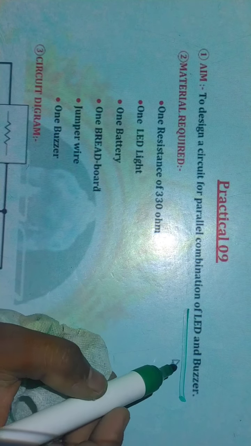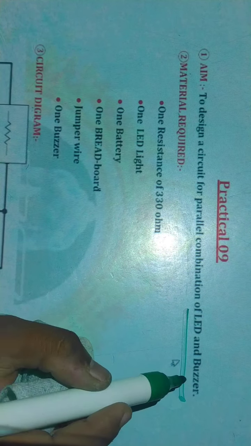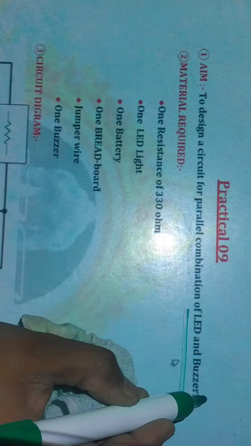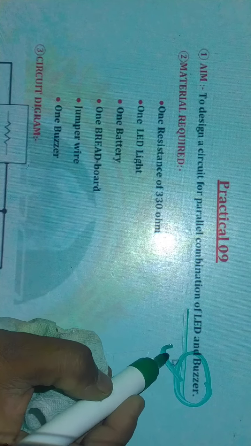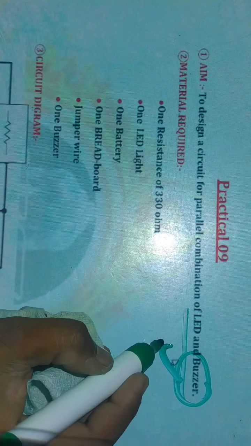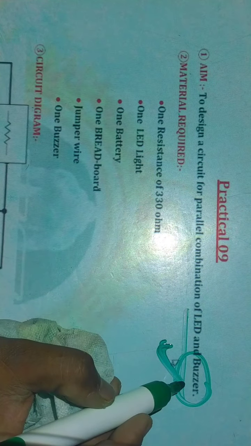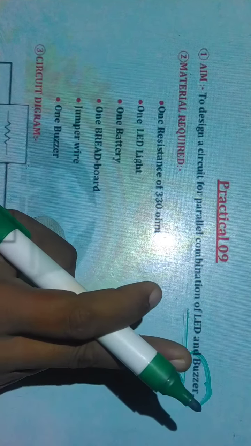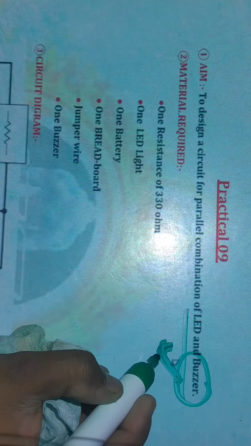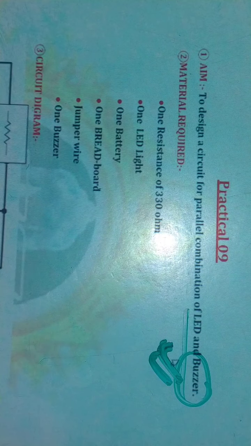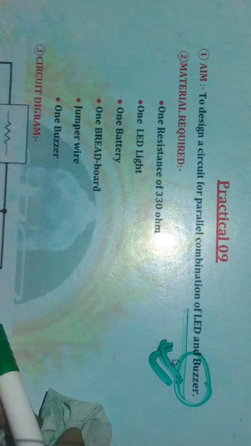In that circuit we use an LED and a DC motor, but in the place of the DC motor here we use a buzzer. So remove the DC motor from practical number 8 and insert a buzzer in the place of the DC motor. This is the only difference between practical number 8 and practical number 9, but the rest of the procedure is the same.